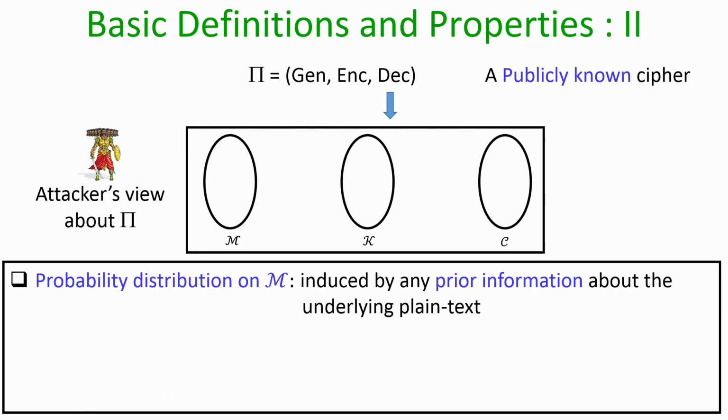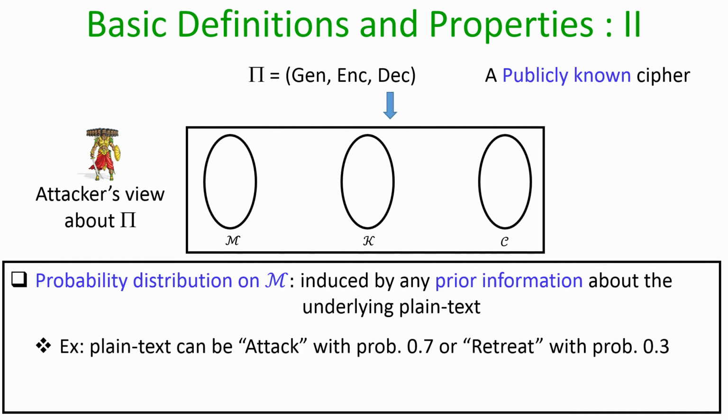The next important probability distribution is that over the plain text space, and this models any kind of prior information that the attacker might have about the underlying plain text. For example, if the attacker already knows or feels that, depending upon the underlying context, the sender would either encrypt the message "attack" 70% of the time or the message "retreat" 30% of the time, then that is a probability distribution over the message space that is induced and known to the attacker. But it might be the case that the attacker is completely clueless about what the message is going to be. It could be any uniformly random message from the plain text space. In that case, the probability distribution is a uniform probability distribution.